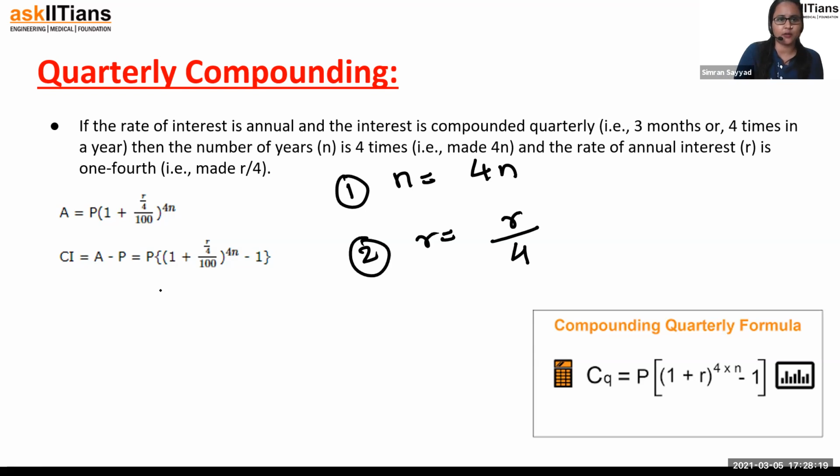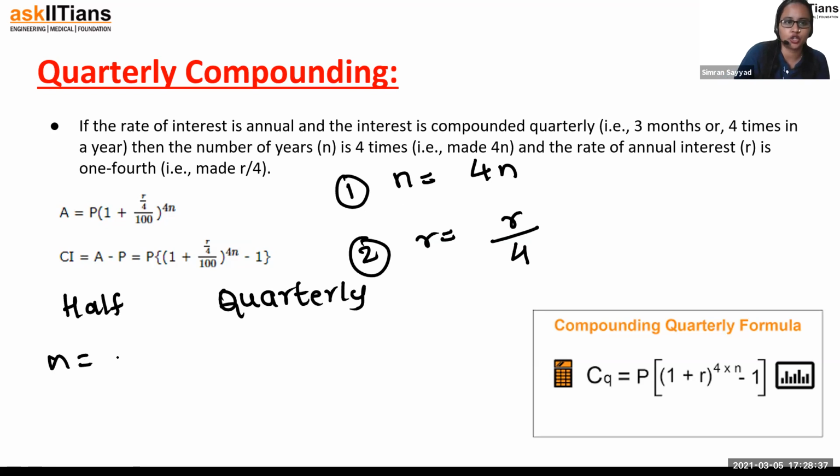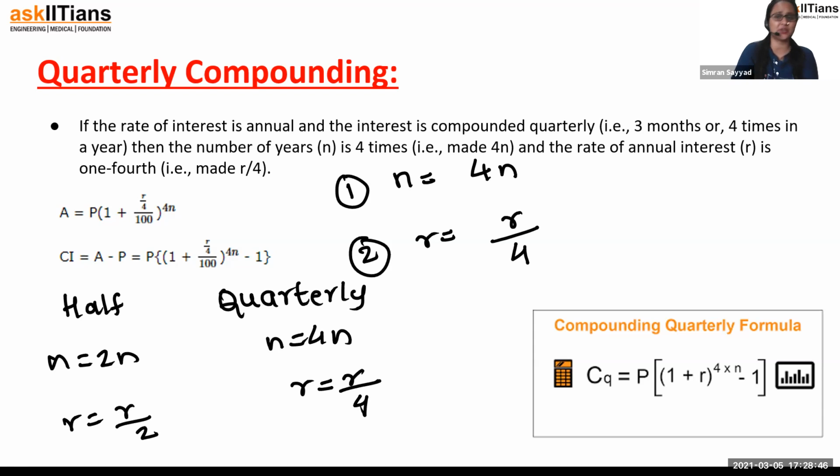These are a bit lengthy formulas. You can note them down, but in a shortcut way to memorize and summarize, you can keep this. If I quickly compare, for half-yearly or quarterly: your n becomes 2n, your n becomes 4n, your r becomes r by 2, and your r becomes r by 4. See, this is so easy.